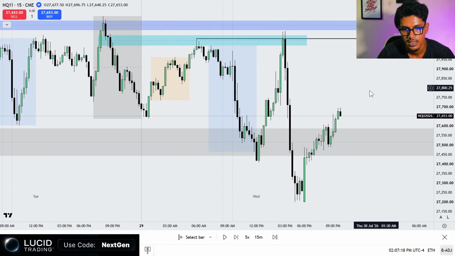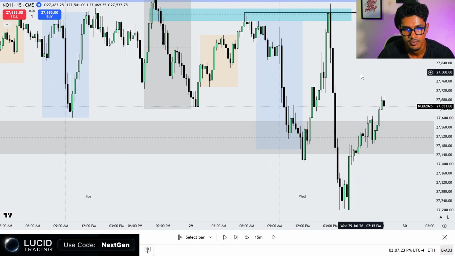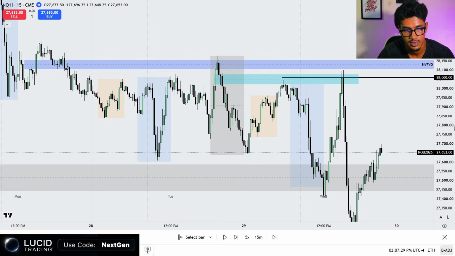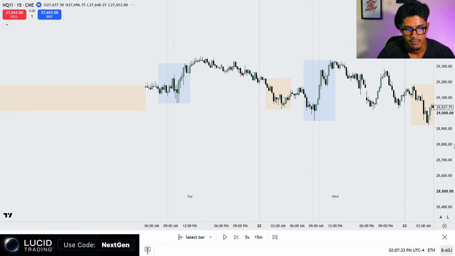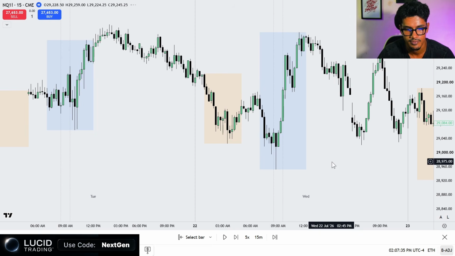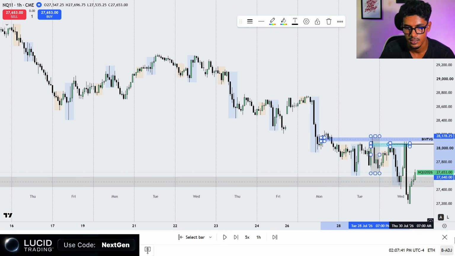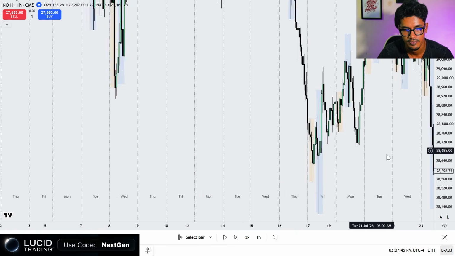All right, now let's have a look at some bullish examples. Let me see if I can find any bullish example. Right here, let me go back to the hourly time frame and clear out all this. All right, so let's have a look at here.